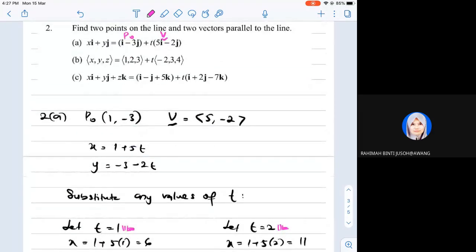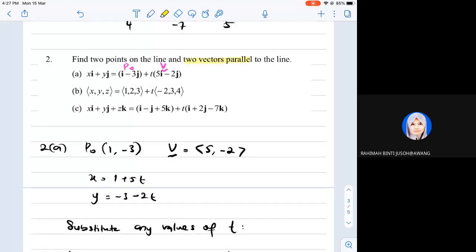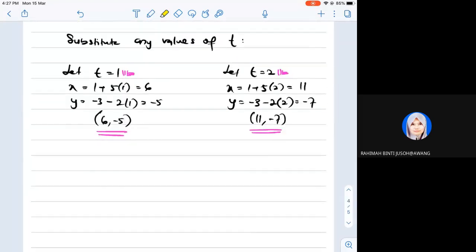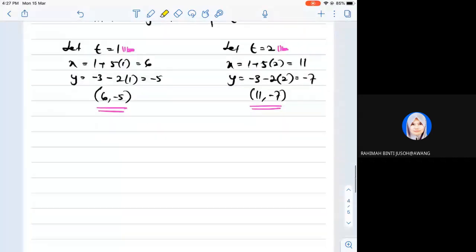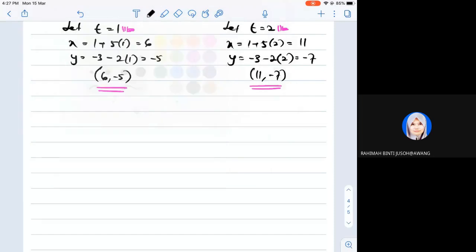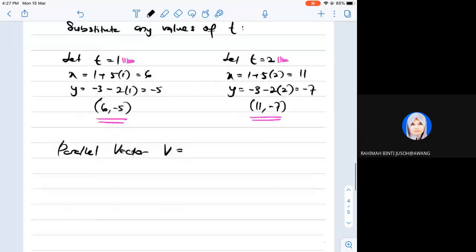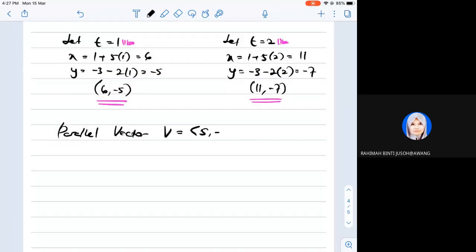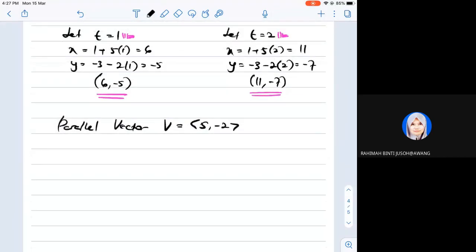Okay, lagi you nak 2 parallel vectors, 2 vectors that are parallel to the line. Dalam case kita ni, our parallel vector V equals 5, negative 2. Okay, so how do we find another parallel vector? Macam mana nak cari? Apa kita buat?